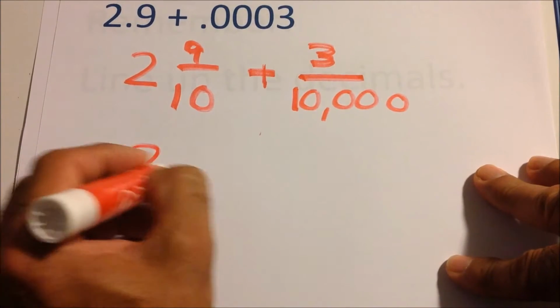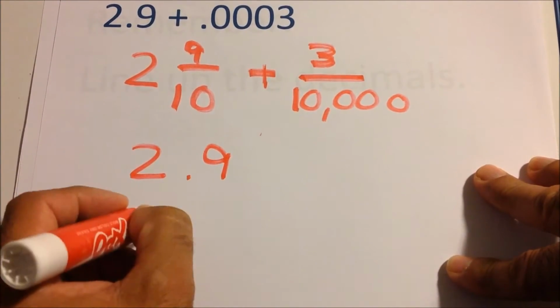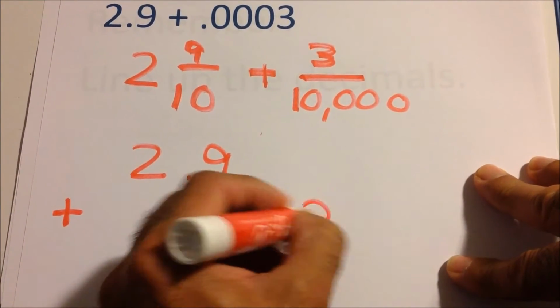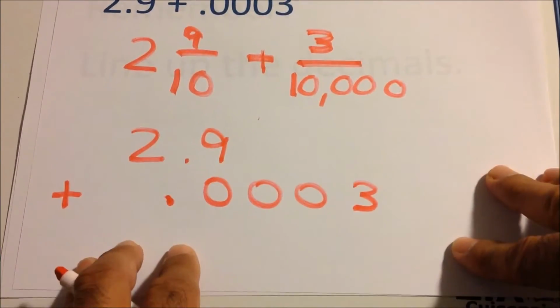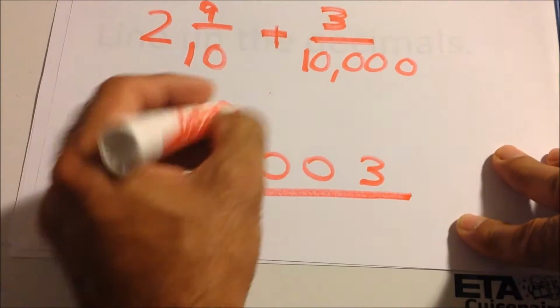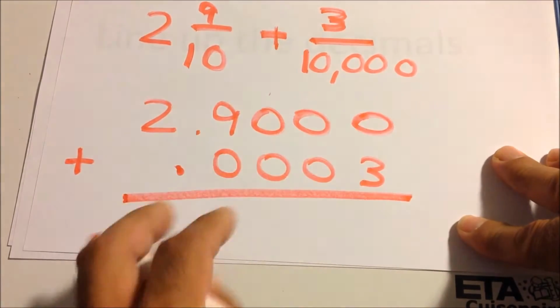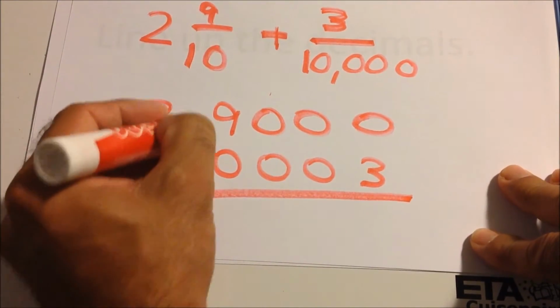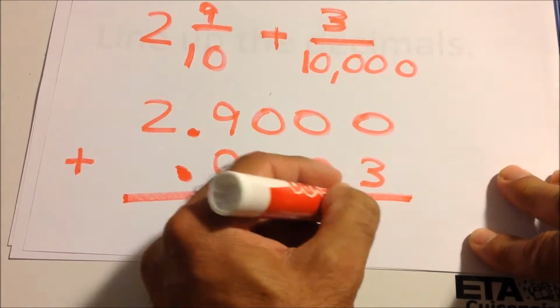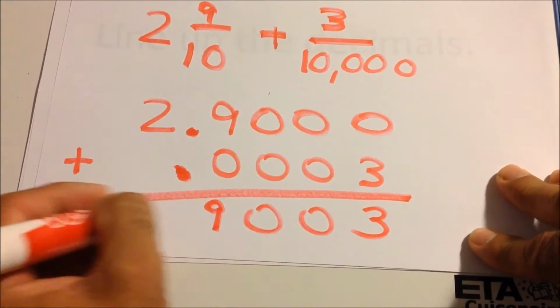So again, I said line them up. So it's 2.9 plus 0.0003. Right? So there it is. Just line up the decimals and add. And you could put zeros up there if you wish to make it easier. Just straight add. And there we go.